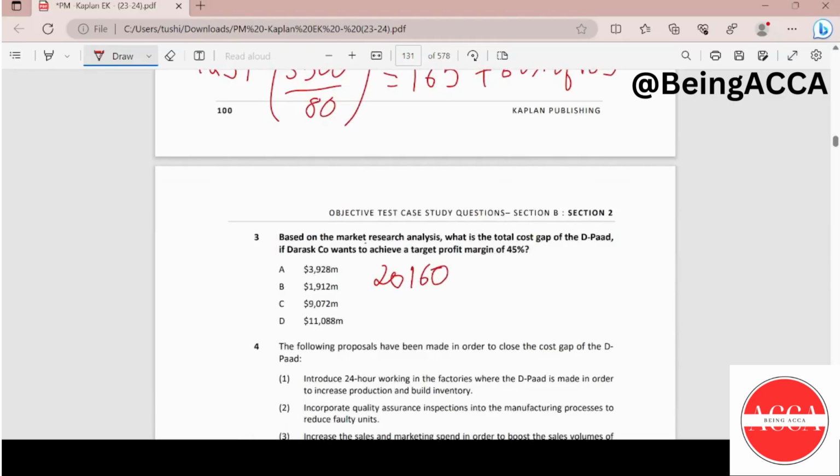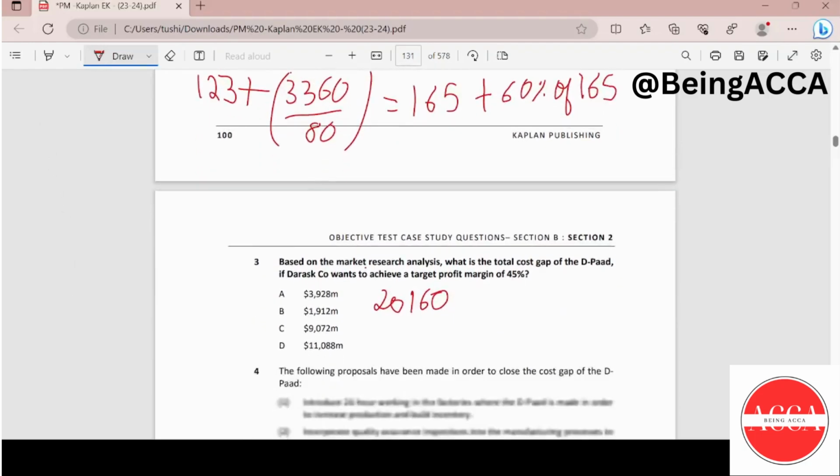20160. Okay, and according to this, they want a profit margin of 45%. Now, this is my revenue. So, revenue minus your cost will give you your target profit, and target profit is 45% of your revenue. So, this gives me 45% of 20160 gives me 9072. So this is how I can find out my cost.